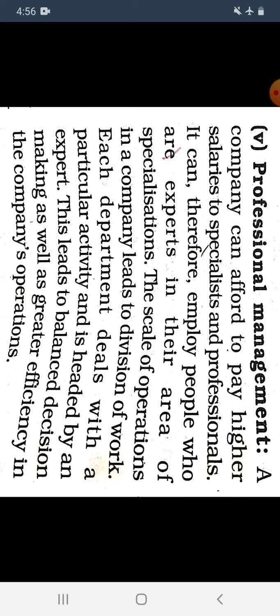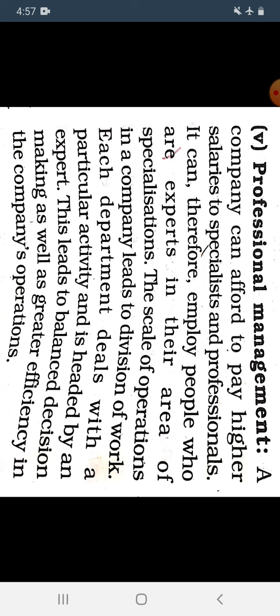The scale of operation in a company leads to division of work. Okay, the operation of the business is so vast that there is a division of work for HRD, that is human resource development, for management, for advertisement, for sales promotion. For everything there is a division of work. Every member of the company is assigned to that work, and each department deals with a particular activity. There are several departments, and each department is headed by a head and some experts.